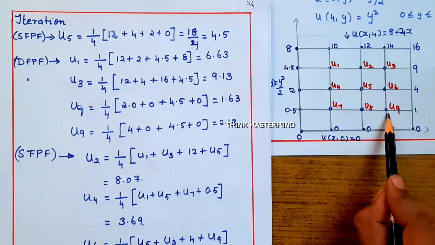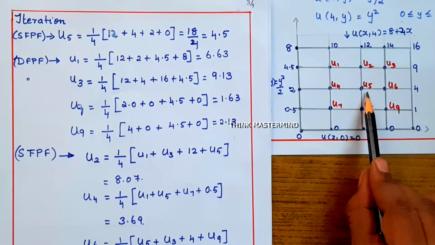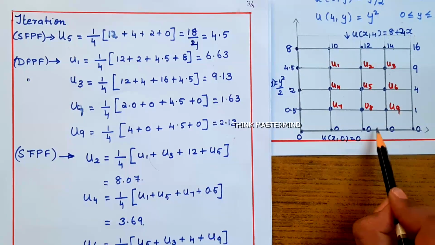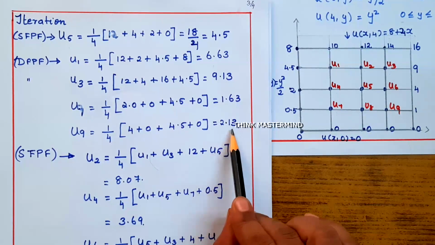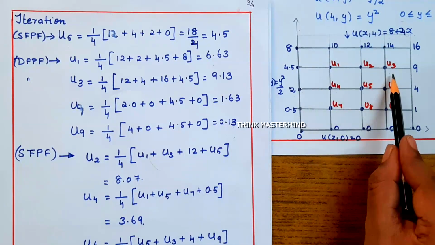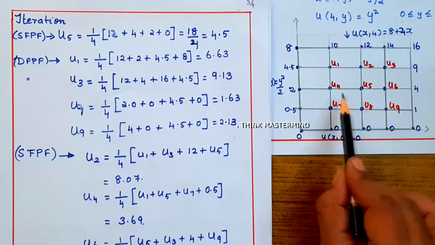That is, u9 is equal to 1 by 4 times of u5 plus 4.5 plus 0 plus 4 plus 0, that is equal to 2.13. Once I know the initial values of u1, u3, u7, u9, next I am going to find u2.